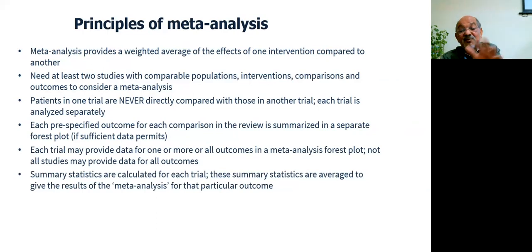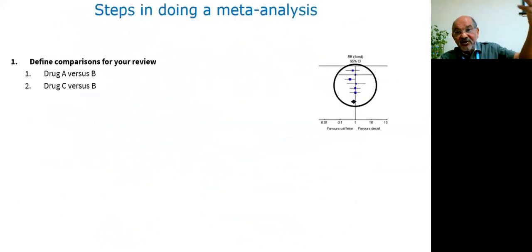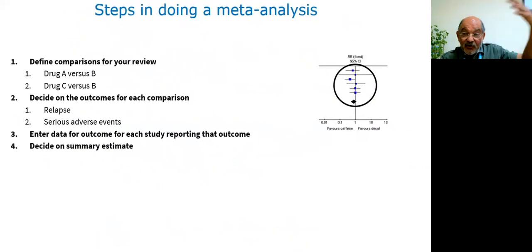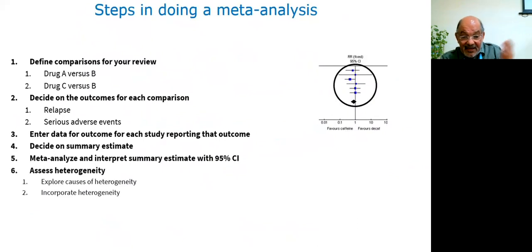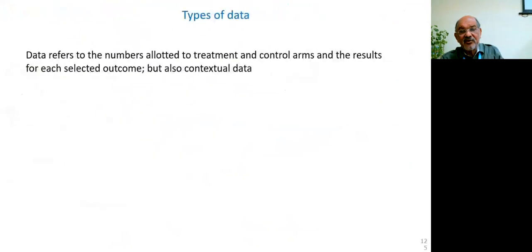And then you calculate your summary statistics, which is weighted, to give the average. And each study's estimates are differentially weighted, so some studies give more weight to the analysis. So you look at your comparisons, decide on your outcomes, enter the data, and decide whether you want to use relative risks or what, and meta-analyze. Then you look for consistency. If there is inconsistency, you try and explain it, or then you have to deal with it. And finally, you interpret the results. This is a meta-analysis. You'll do more of meta-analysis this afternoon. But I'll just briefly go into some of it.